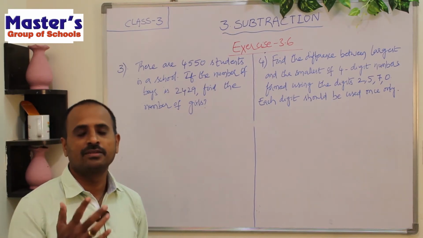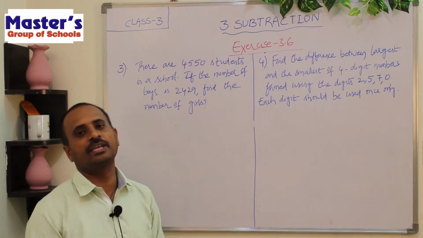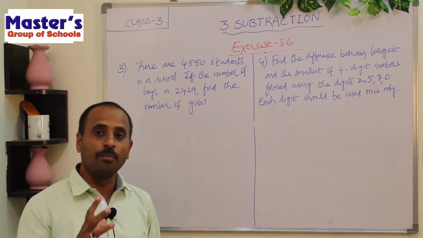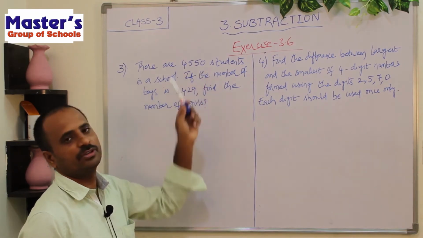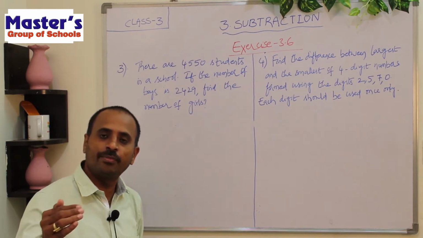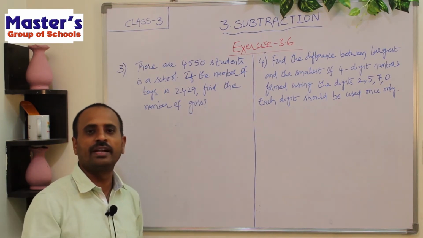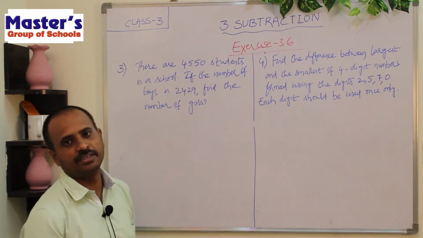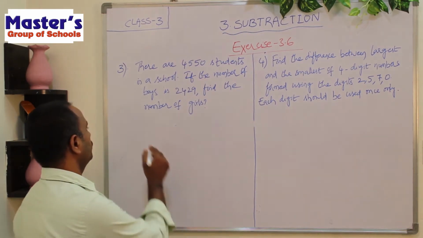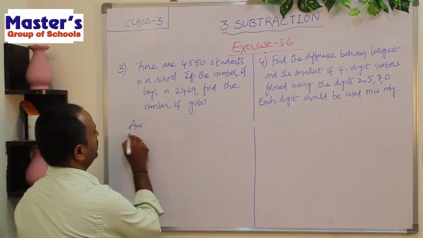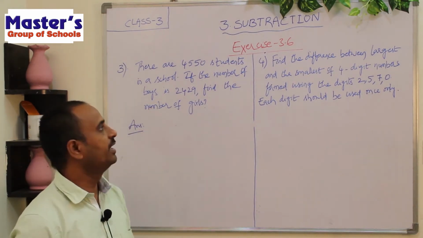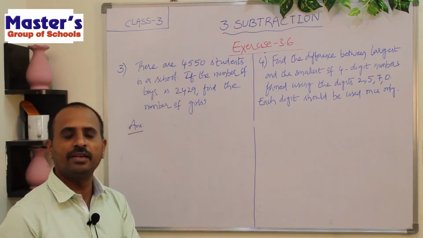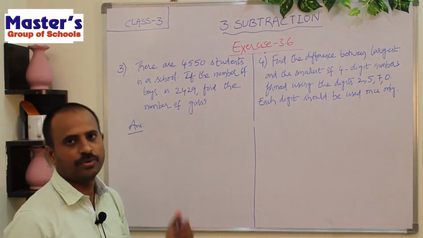So take away means subtraction. We have to do subtraction here. We have to subtract the number of boys from the total students. If we take away boys from the total students, then the remaining will be girls. So let us start the answer solution. Write the steps for this problem first. For every word problem, we have to write steps and solve the problem.